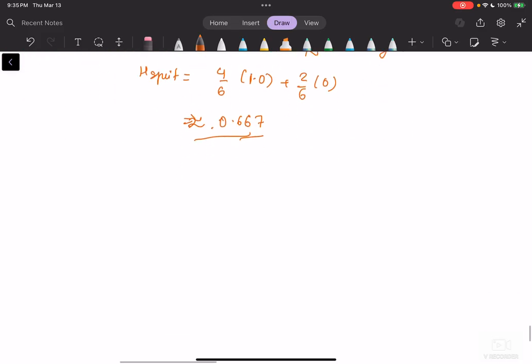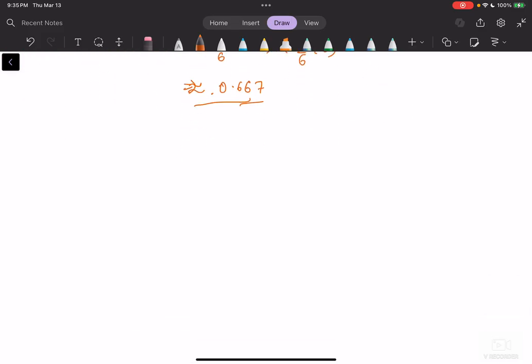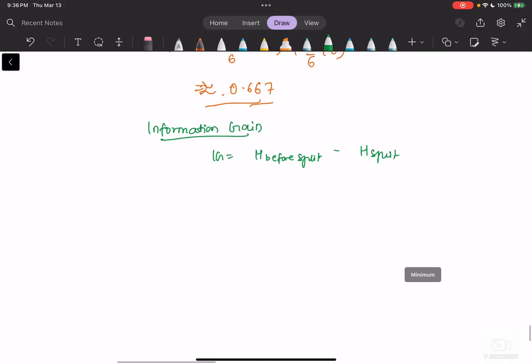And then, mathematically, how it helps us to choose the best question is through information gain. Again, from last video, information gain is just, I'm going to write the formula: IG is H before split minus your H after split. Your H split is weighted, okay?